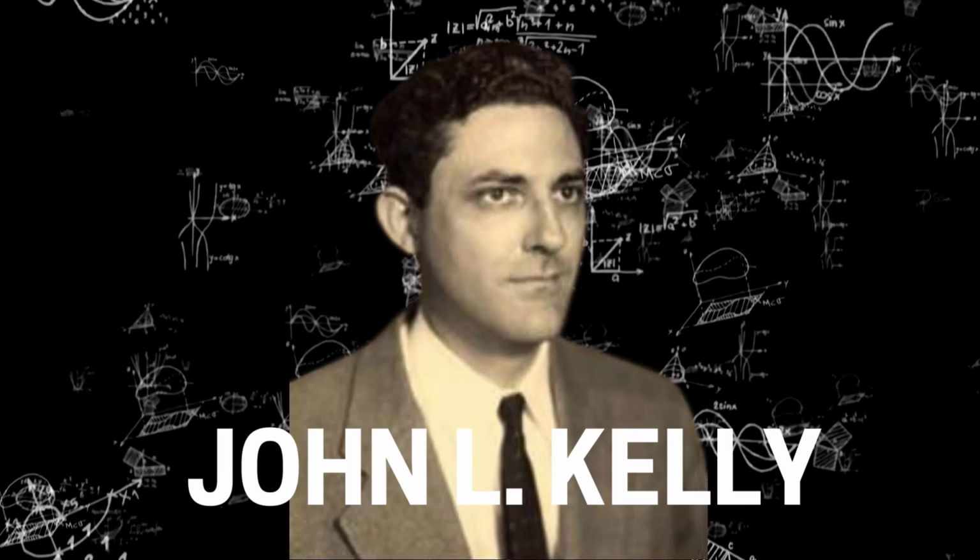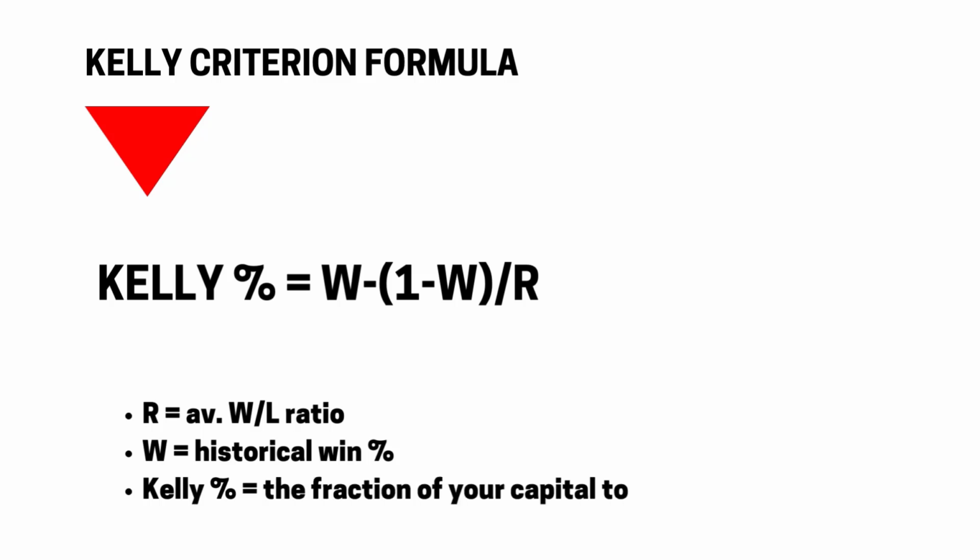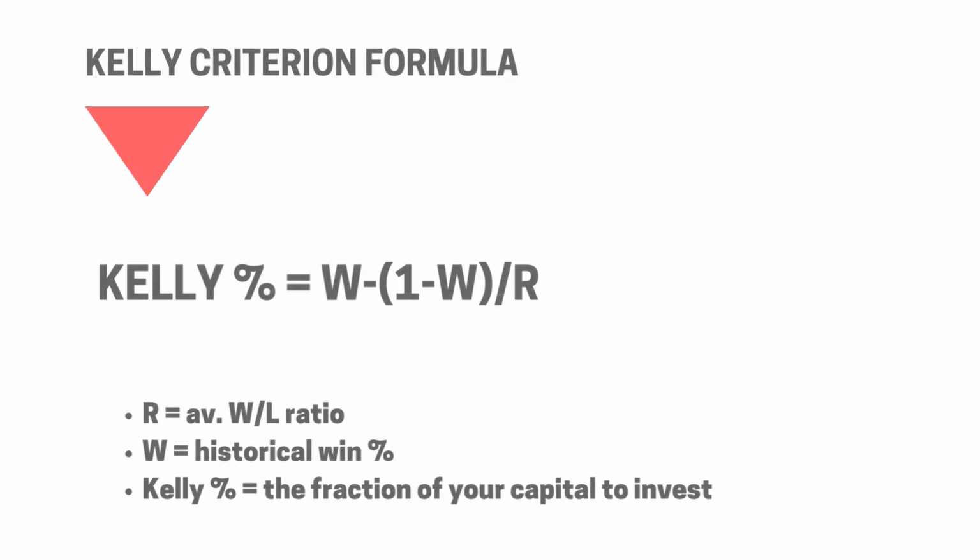So what does that formula look like? As I mentioned, it's a really simple formula, and here it is. Kelly percentage equals W minus (1 minus W), divided by R. So what does that all mean? R is the average win-loss ratio, W is the historical win percentage, and the Kelly percentage is the end result. That's the fraction of your capital you're going to invest. So let's put that into a practical example so you can see it working.